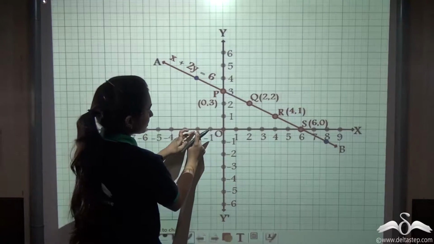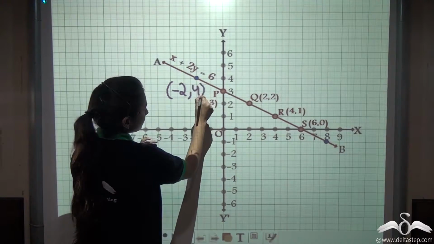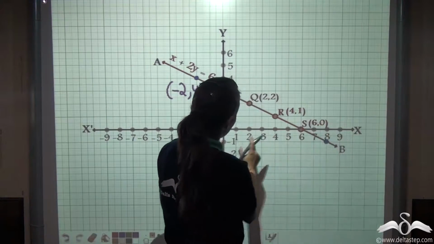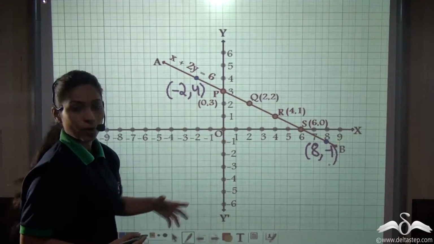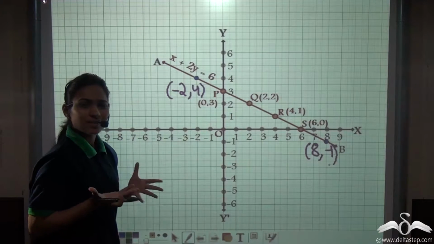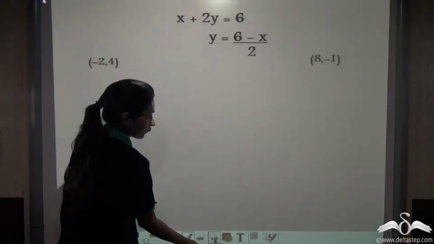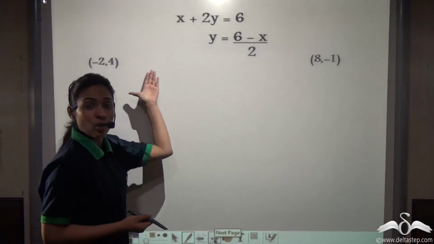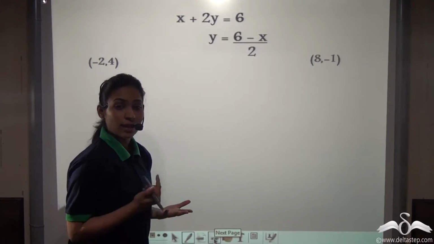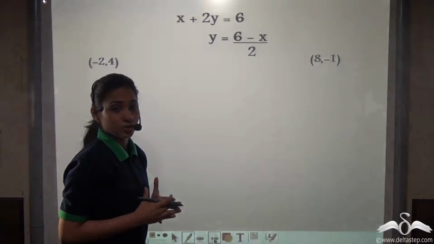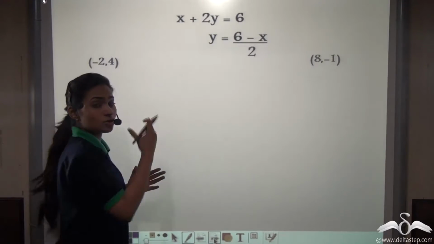You can see the x coordinate is -2 and the y coordinate is 4. Similarly here, the x coordinate is 8 and the y coordinate is -1. So these 2 points are also lying on this line. Does it have a meaning? Well, let's see. If these 2 points are lying on that line, maybe they also satisfy this equation, because we know that such equations have infinitely many solutions. So maybe those points which we discovered lying on the line AB may be solutions of this equation.